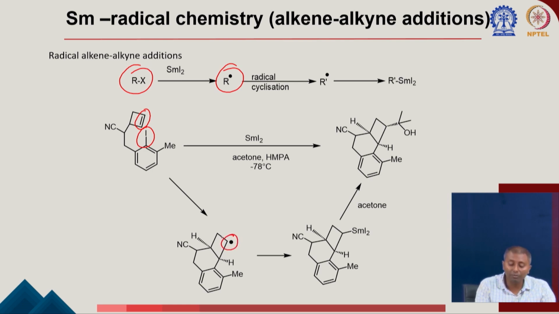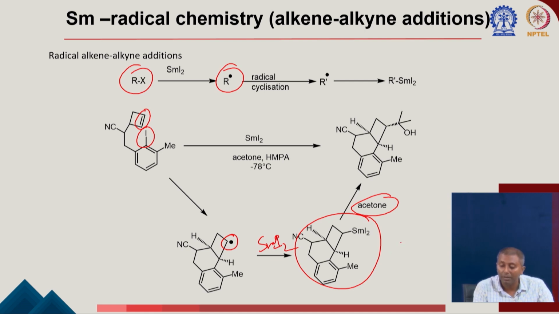And once the radical is going to form here, what is going to happen? It can take a samarium iodide and form this species. Now if you have acetone in the reaction, what is going to happen? The acetone is also going to end up forming the corresponding ketyl radical, correct, so there will be a radical recombination happening between these two, and that can form this product.